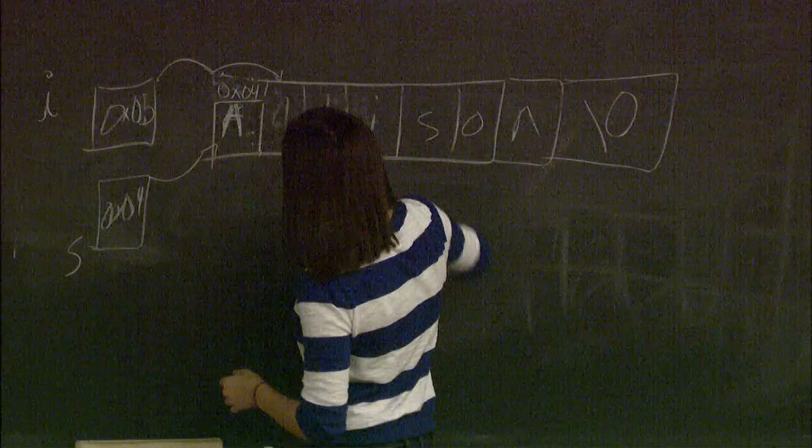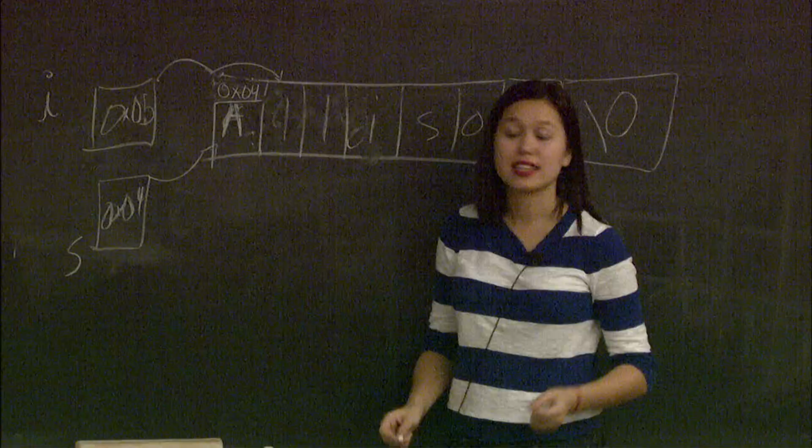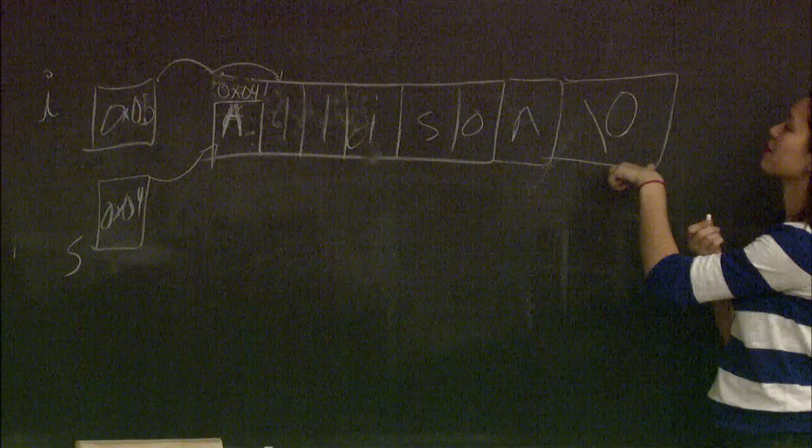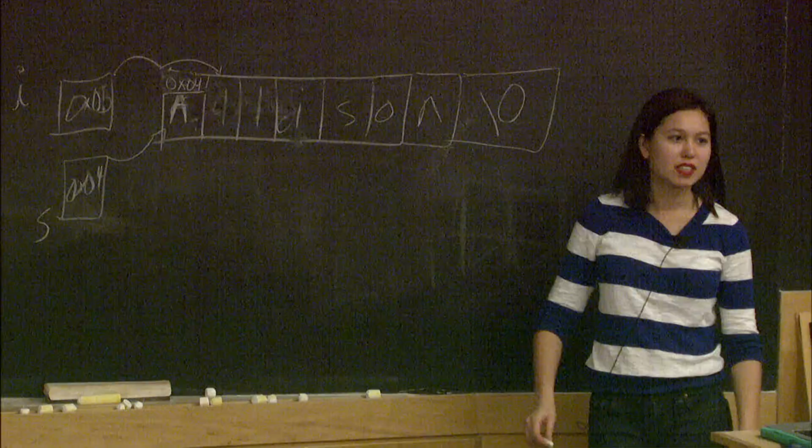So it says, OK, go to 0x05. What's in there? It's an L. And it'll keep doing that until it hits this one. And it says, OK, what's in whatever address this is? The null terminator, OK, exit, and just return length. Because you need what's actually at that address, not the address itself.